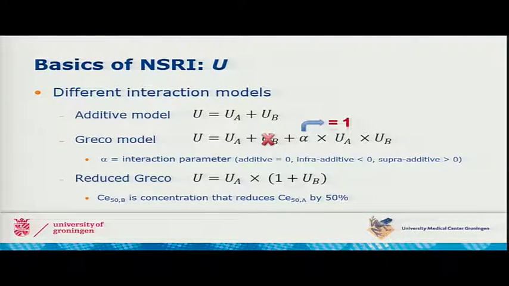The reduced model assumes alpha to be 1, which is by definition synergistic, and also removes the additive component of drug B, resulting in the formula shown here. In this formula, CE50 of drug B is the concentration that apparently reduces the CE50 of drug A by 50%, or strengthens the value of U by 100%.